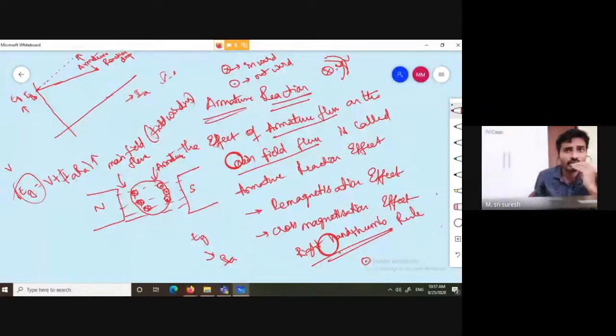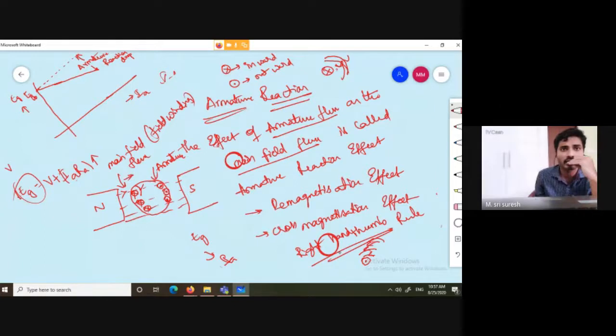Okay. So now a dot indicates the outward current. Outward current means a dot. So for a dot, what is the flux pattern? It is in an anti-clockwise direction like this. So we have already represented in this diagram the dot and cross. In the cross, what is the flux direction? Clockwise. So the main field flux direction is in this direction.